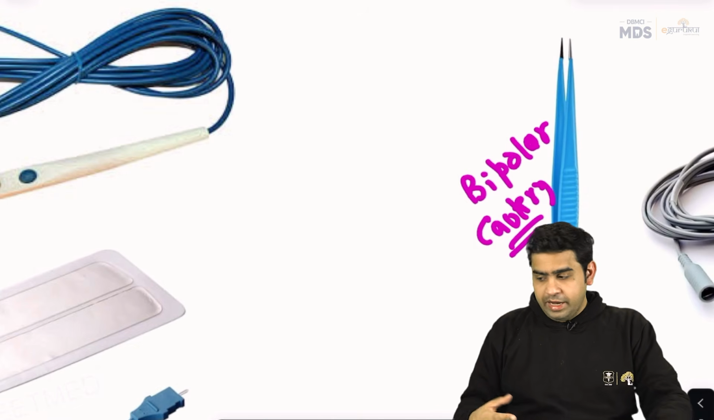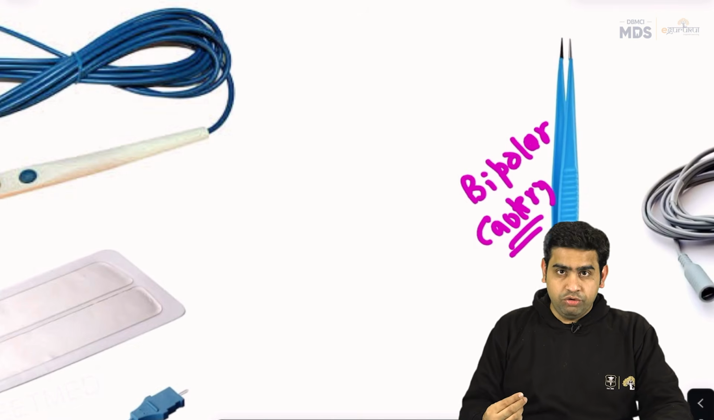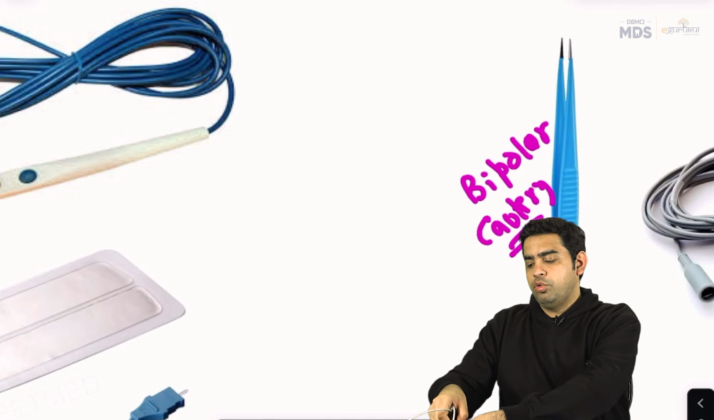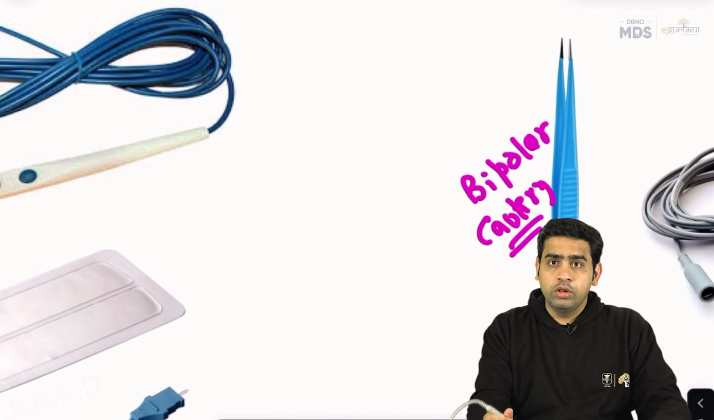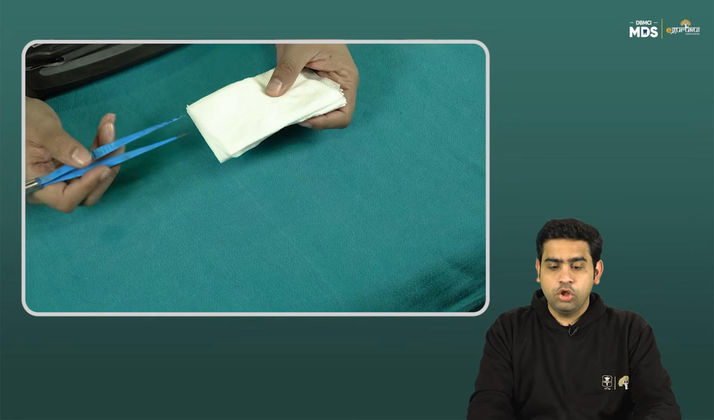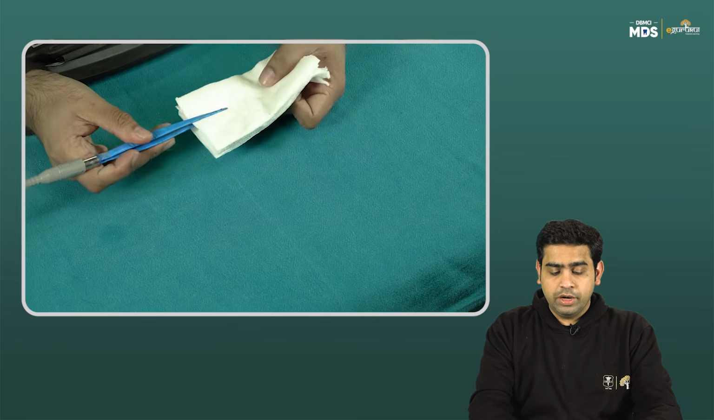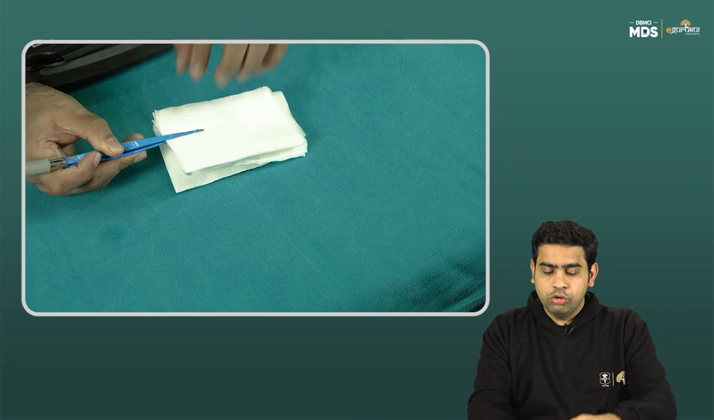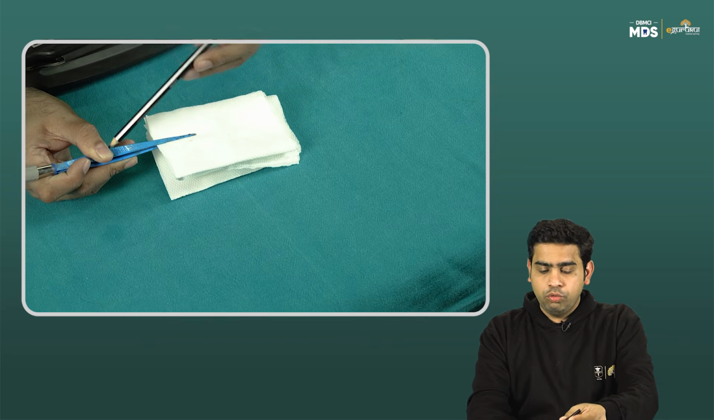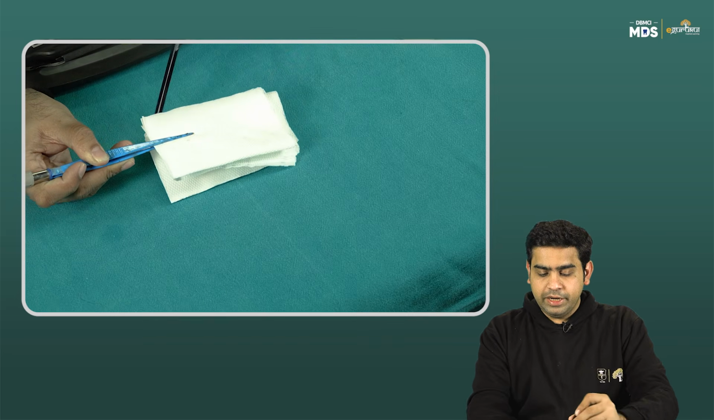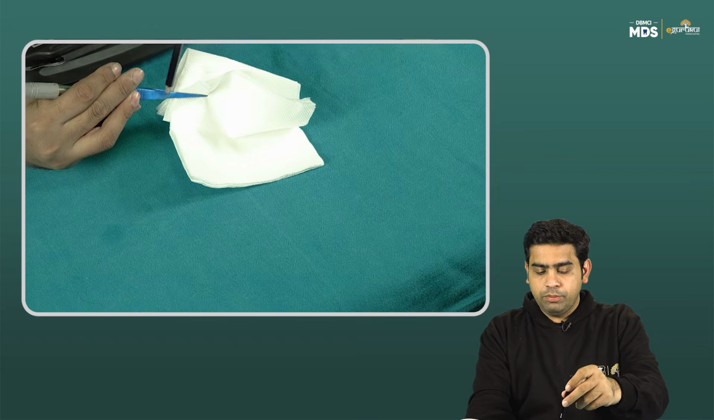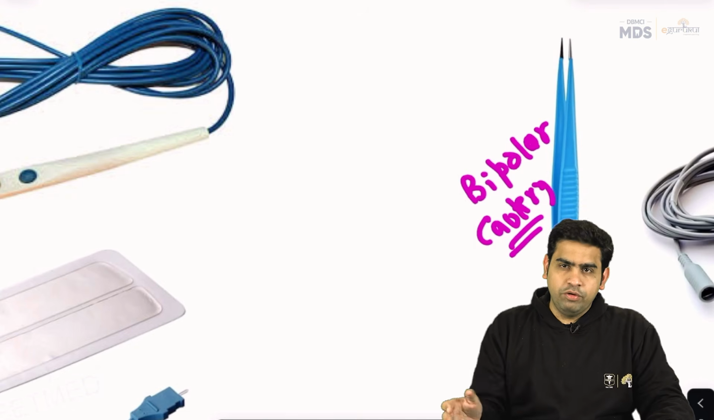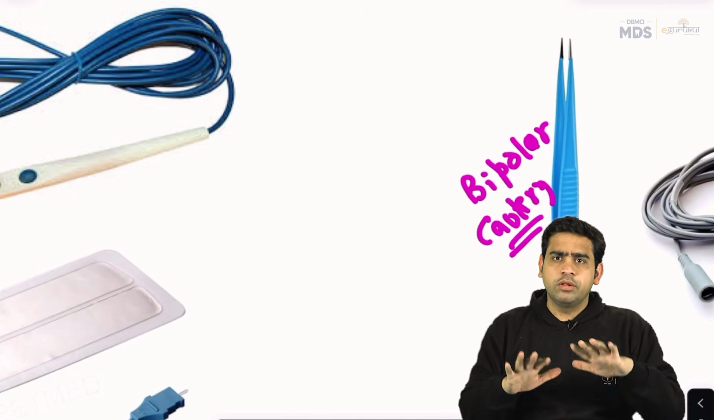On the other hand, in the bipolar cautery, you have two prongs. Let's assume this is a tissue. You catch hold of that tissue between the two prongs, applying pressure. The current comes in through one prong, goes through the tissue, is picked up by the opposite prong, and is taken back into the cautery machine. This is how the bipolar cautery works. This is the basic difference, and we are going to talk about it in depth.